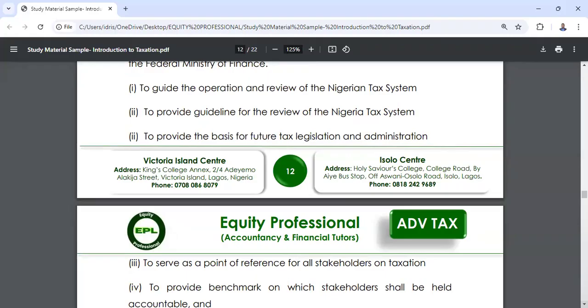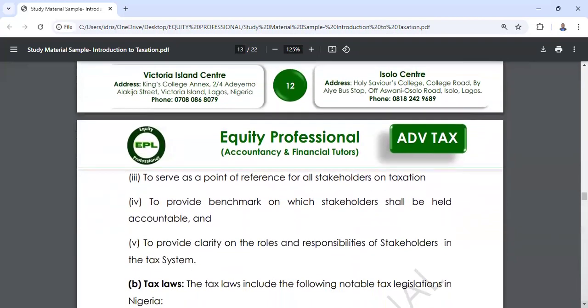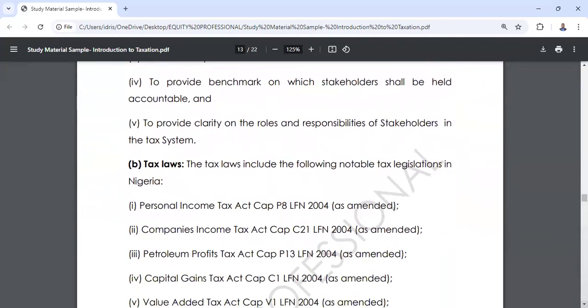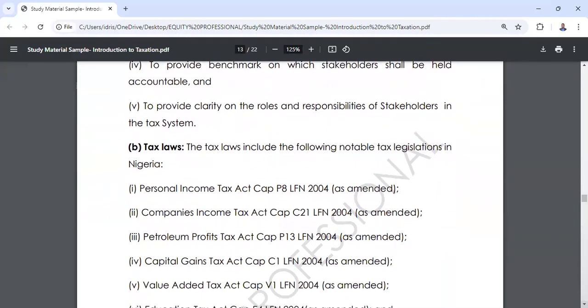Another objective of the national tax policy is to serve as a point of reference for all stakeholders in taxation. Another objective is to provide a benchmark on which stakeholders shall be held accountable. That is the objective of the national tax policy.